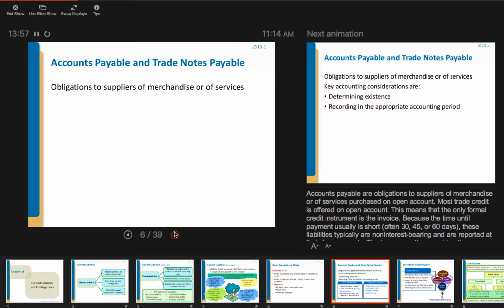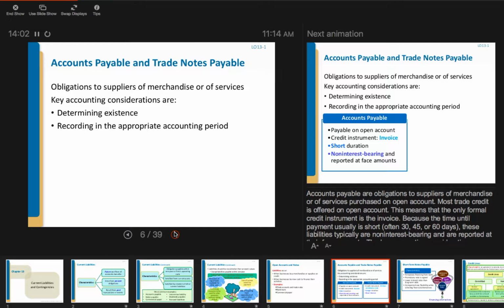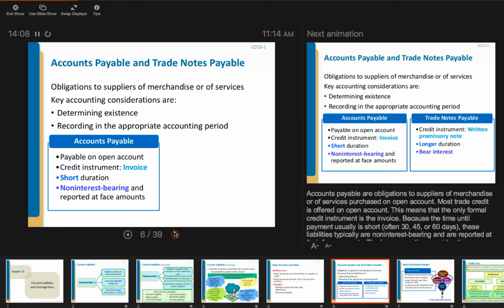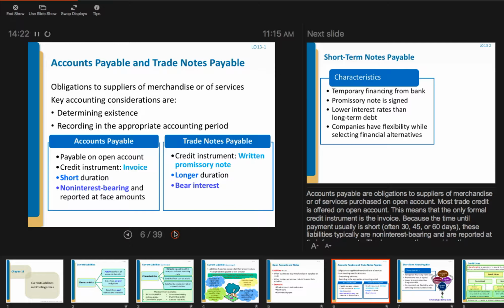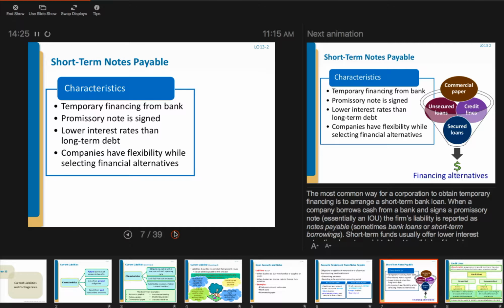Let's see here. We talked about accounts payable, and you should be really familiar with that at this point. All of that is stuff you should be familiar with. We'll talk a little bit about non-interest bearing notes here. I'll quickly go through. You should be familiar with what a note payable is, or at least you should remember that they exist.